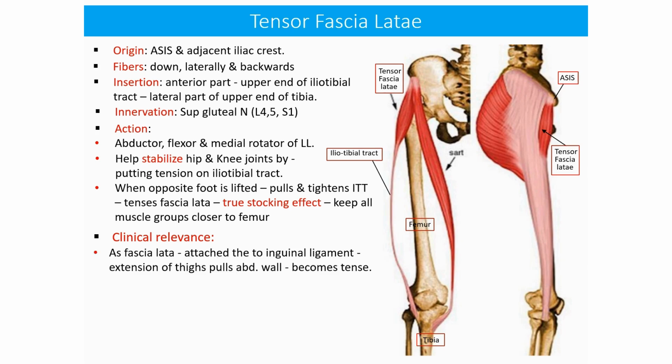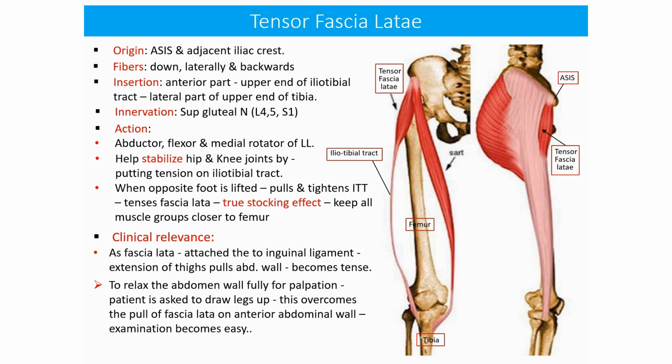As regard the clinical relevance, as the fascia lata is attached to the inguinal ligament, extension of the thigh pulls the anterior abdominal wall downwards and it becomes tense. To relax the abdominal wall fully for palpation during examination of the abdomen, patient is asked to draw legs up. This action overcomes the pull of the fascia lata on anterior abdominal wall and the examination becomes easy.